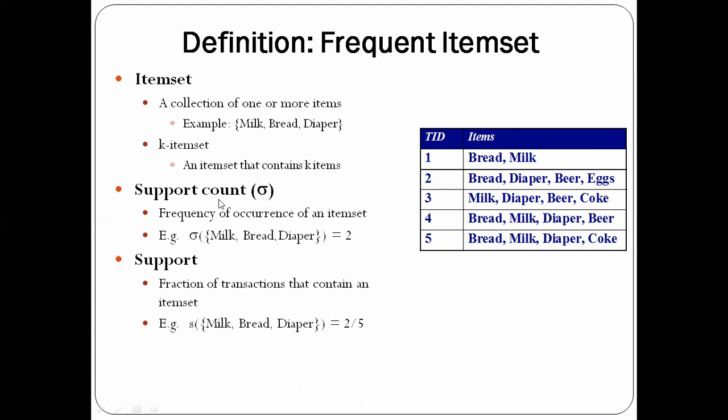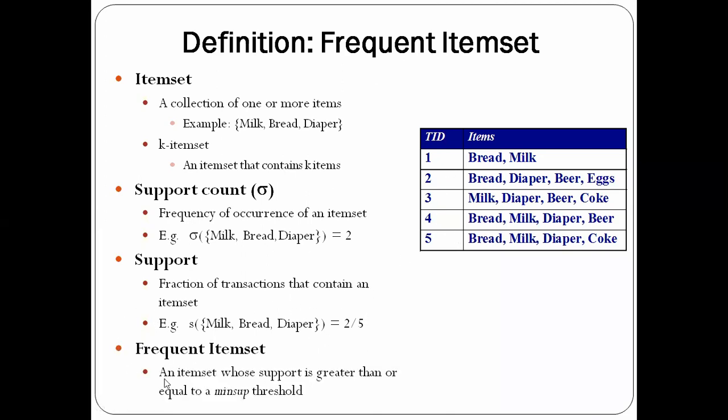Don't get confused here. Support count is the count of the number of transactions. Support is the fraction of the transactions in which that item is present. In order to find the support, we need to divide the number of transactions in which the item set is occurring by the total number of transactions. Okay, so that is the support.